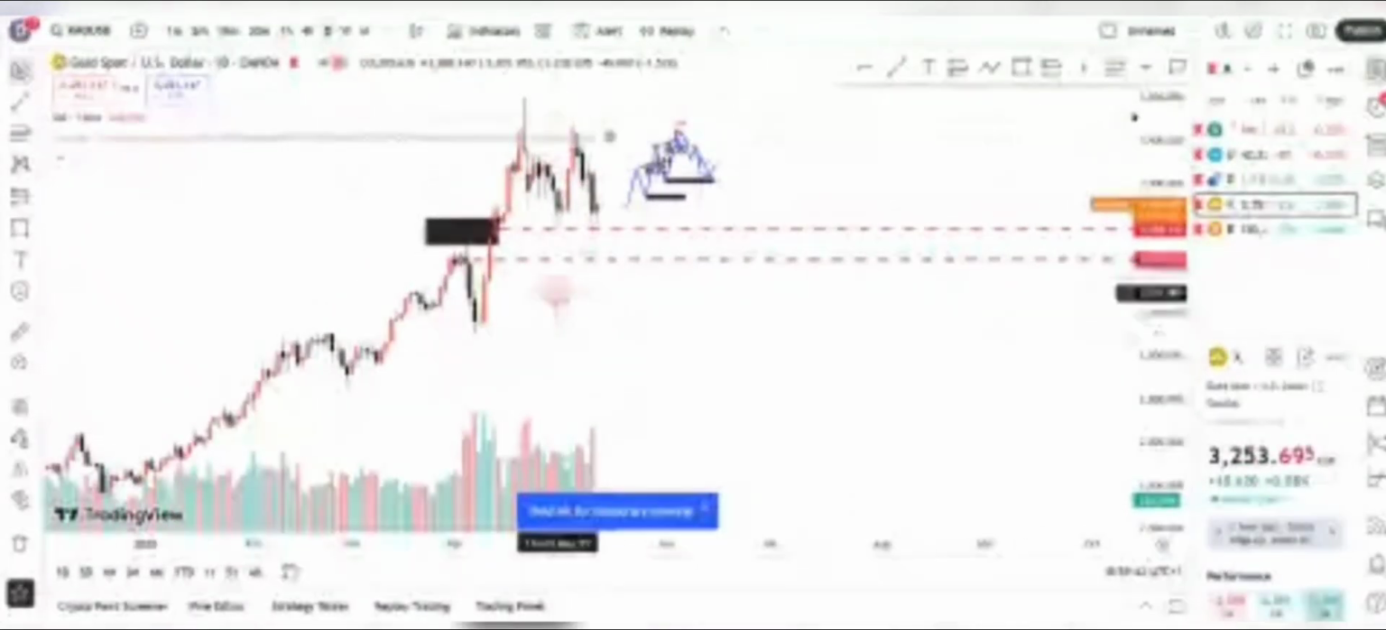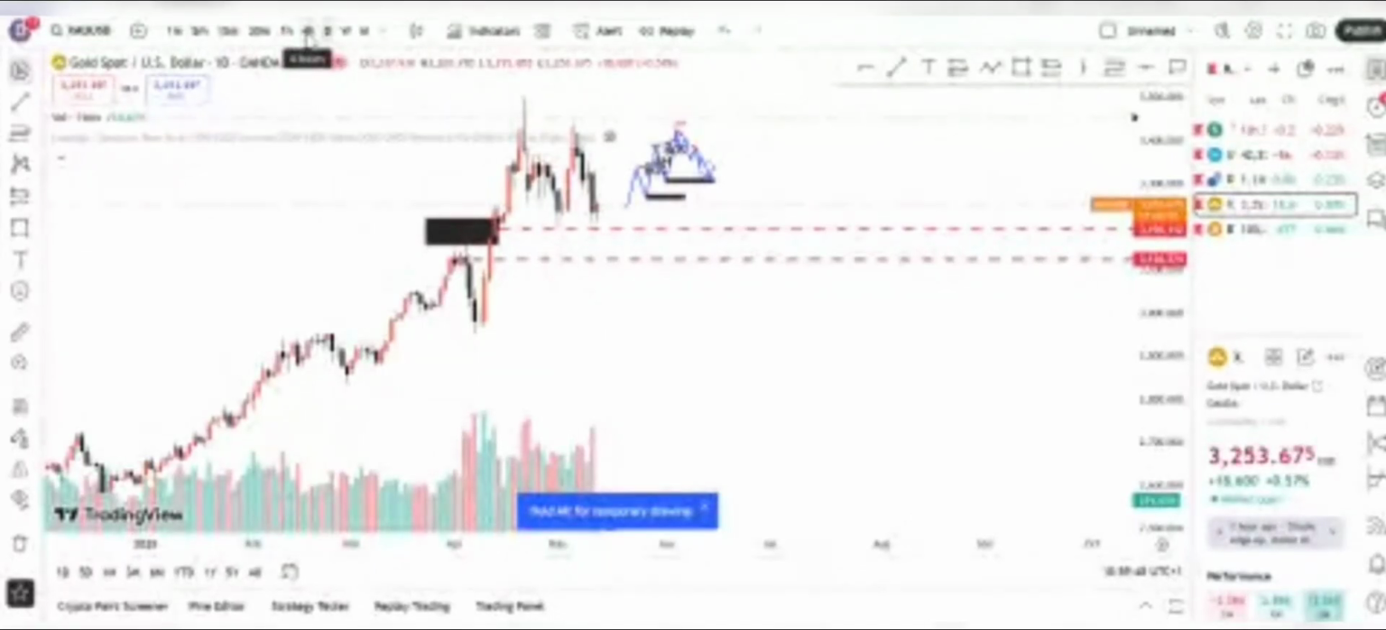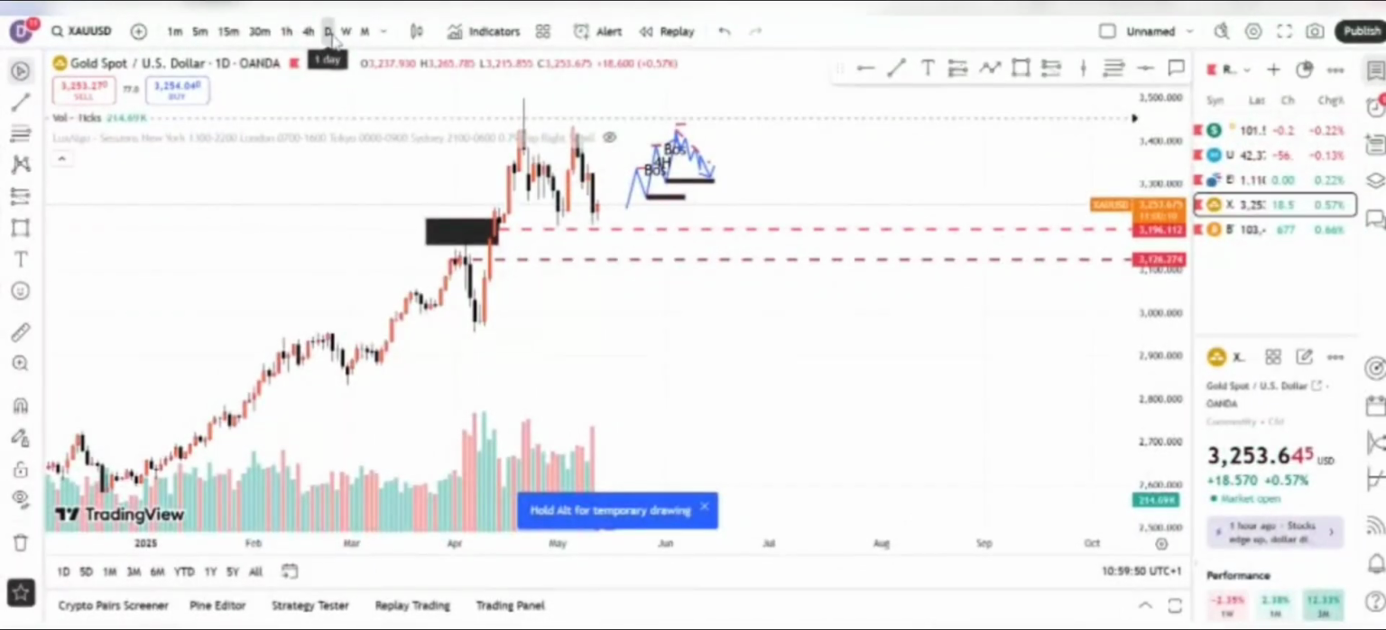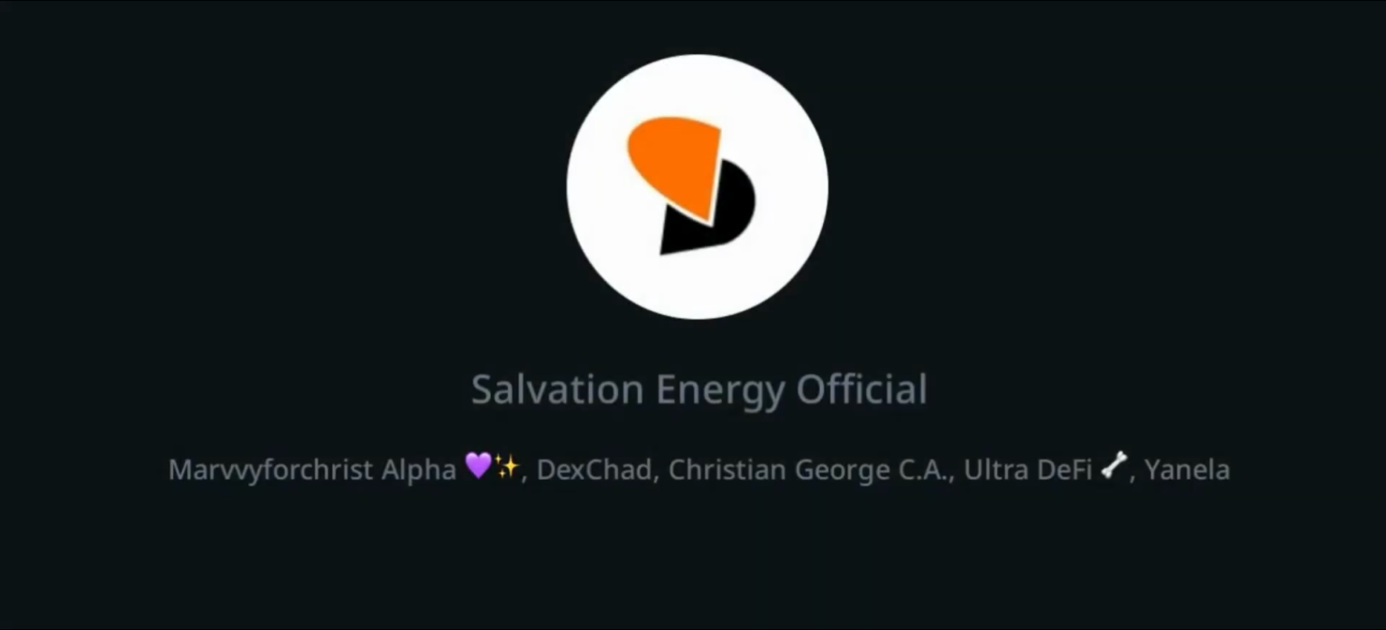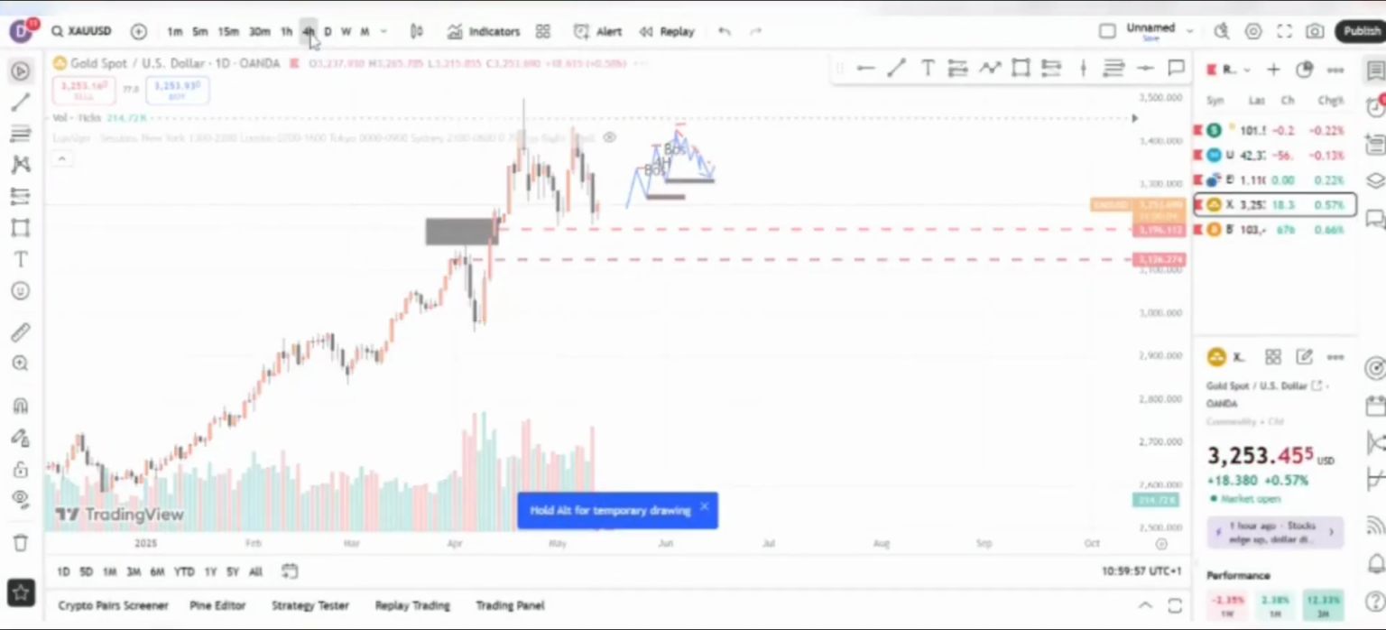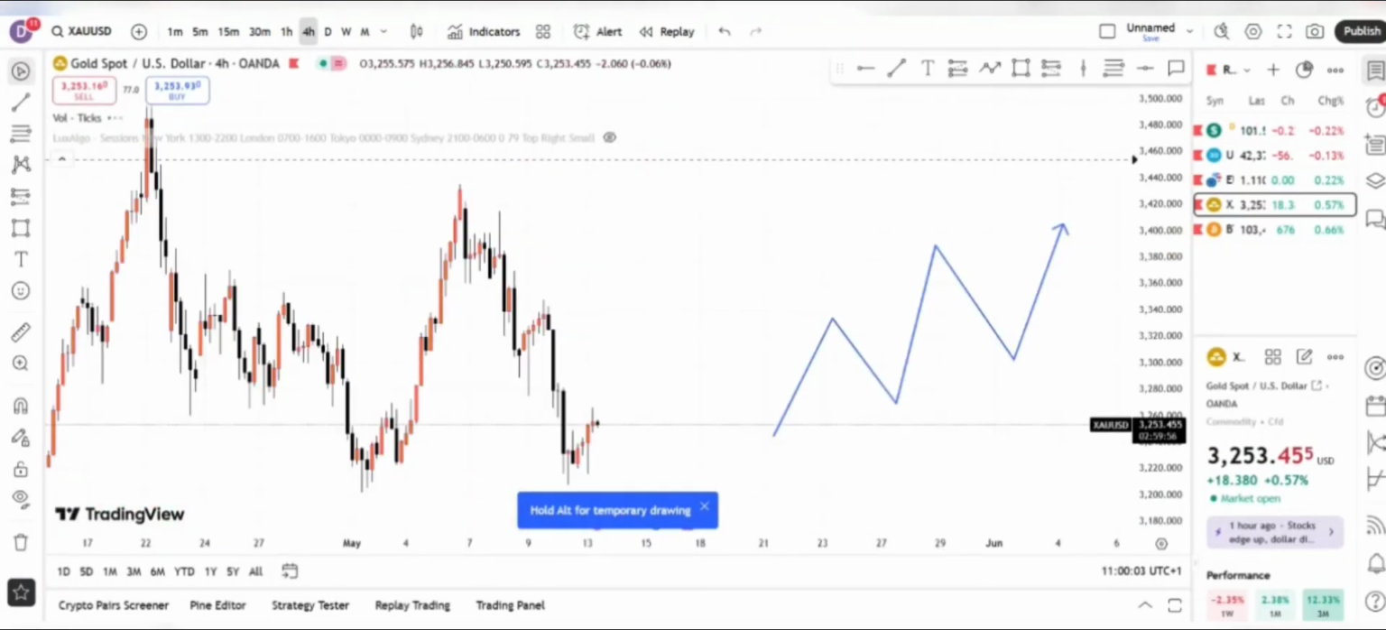So this is the 4 hours. Once we're done with the daily, which gives me a daily bias, the next chart I want to look at is the 4 hours. I don't check the 2 hours. I don't check the 1 hour. I don't check the 30 minutes. The next thing I want to look at is the 4 hours.